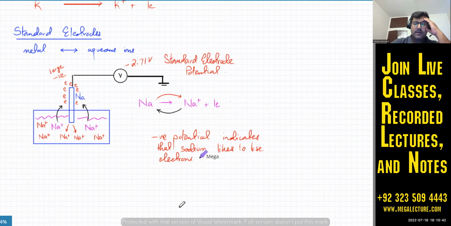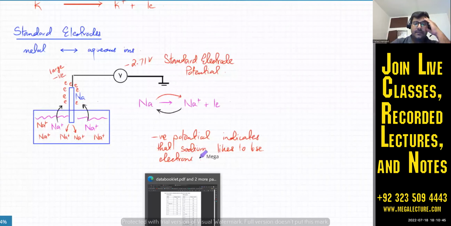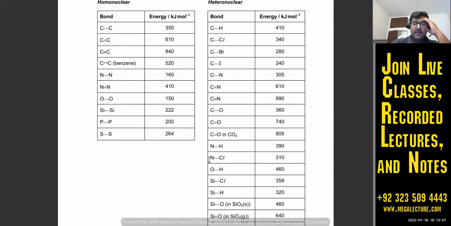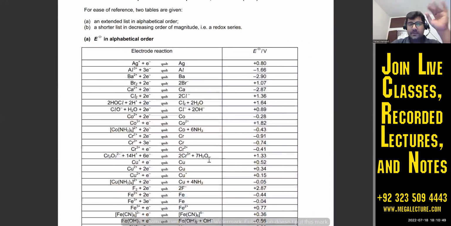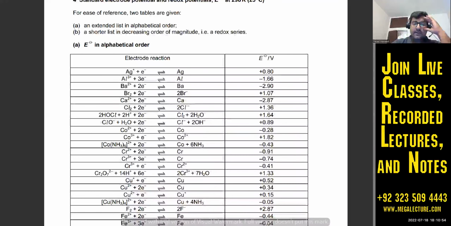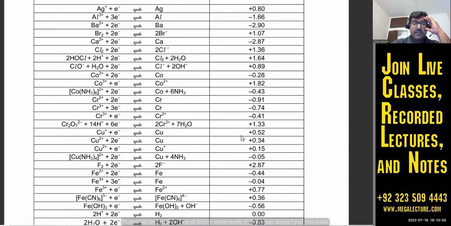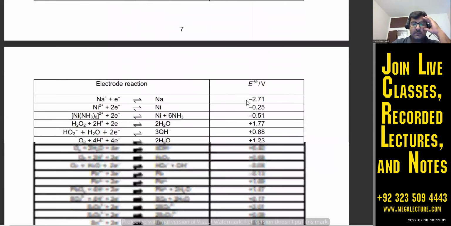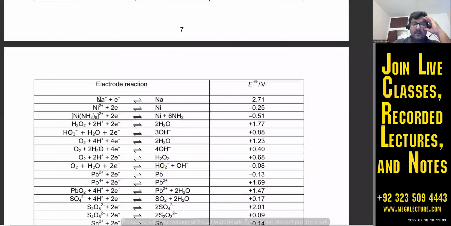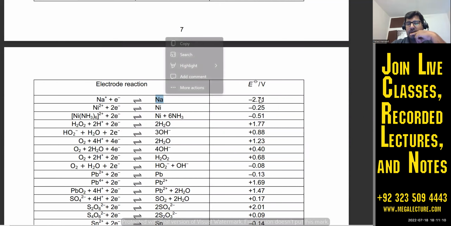So, opening the data booklet now. There's a page. Remember, all this data will be printed with the question. You won't have a separate data booklet, but all of this data is still valid. It's going to be with the question. So you can see over here, if you find sodium, where did I get the minus 2.71 voltage? I got it from here. Sodium ions in equilibrium with sodium has a potential of minus 2.71. Negative means that the sodium really likes to lose electrons.